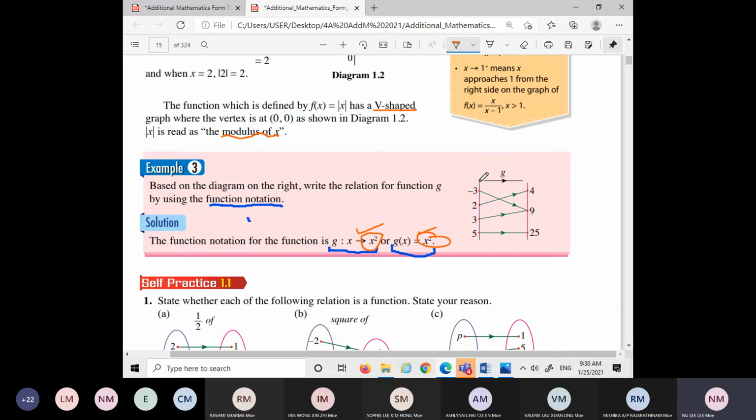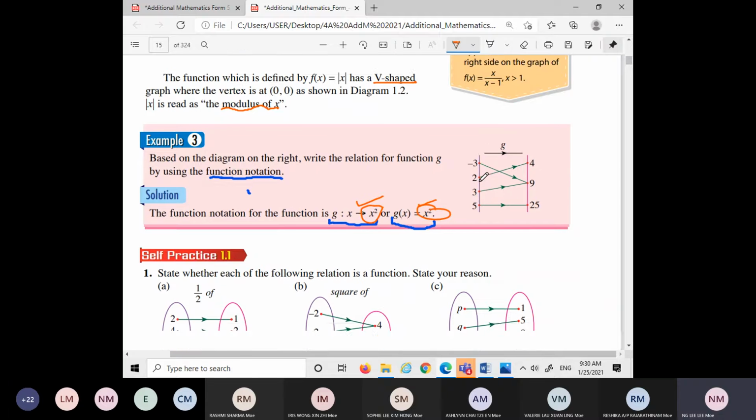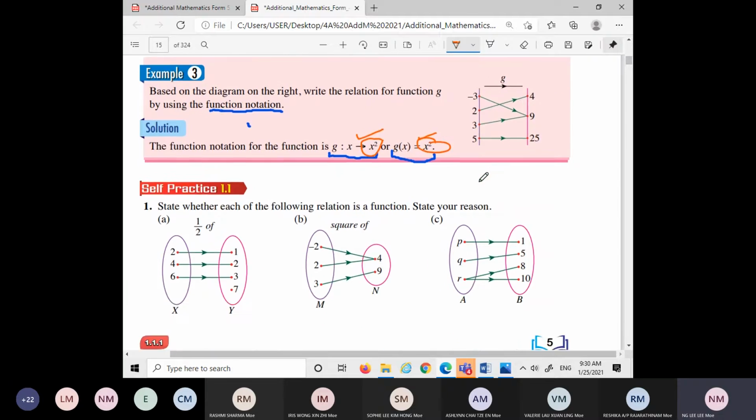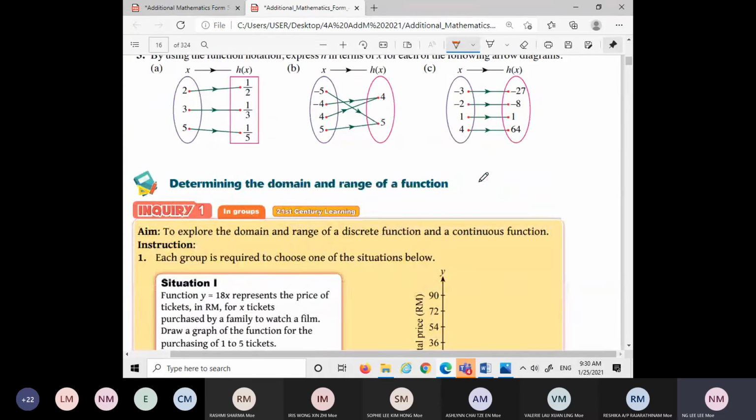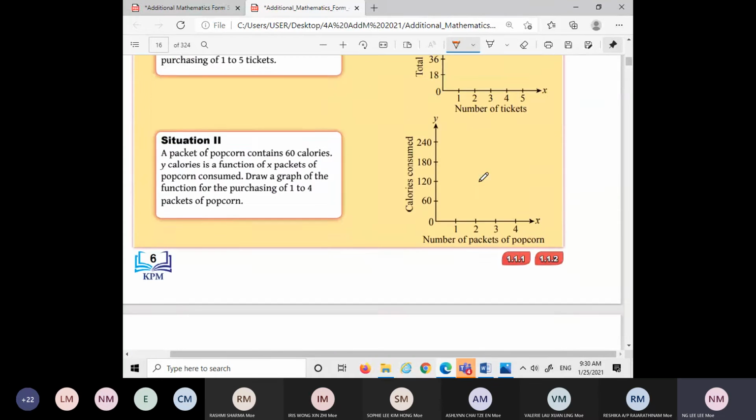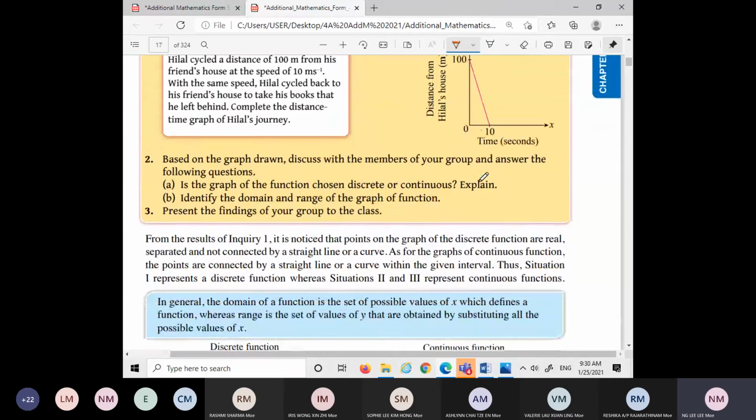Okay, I think this is day one. I have used up one period. Okay, I want to continue. This part is actually for today.